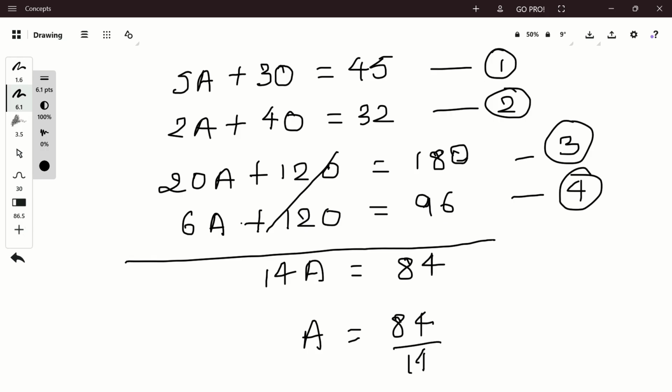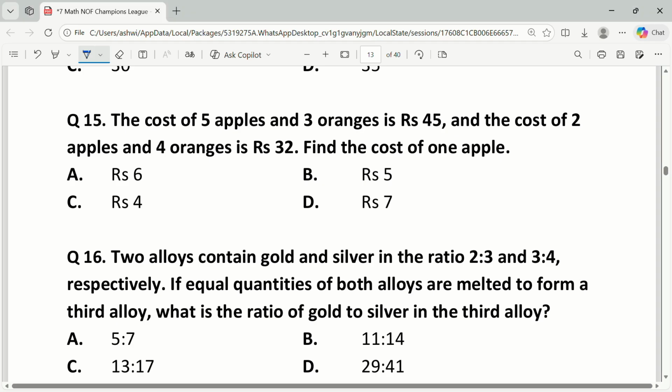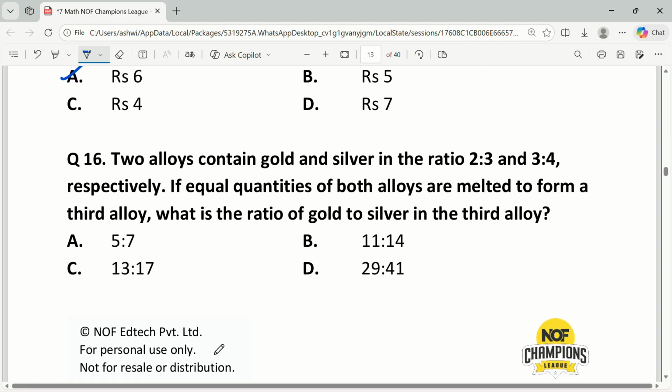Subtracting equation 4 from equation 3, we get 14A is equal to 84. Solving for A, A is equal to 84 by 14, which is equal to 6. Comparing with the given options, the answer is A, 6.